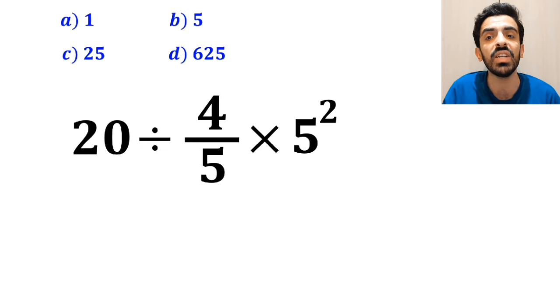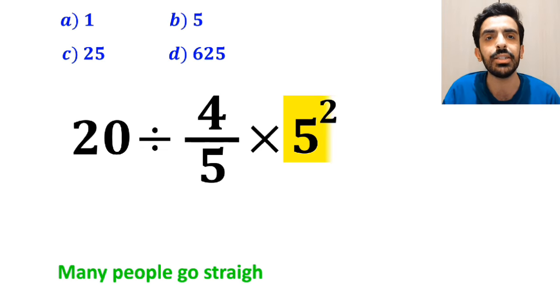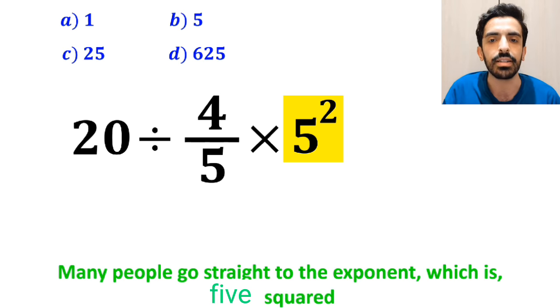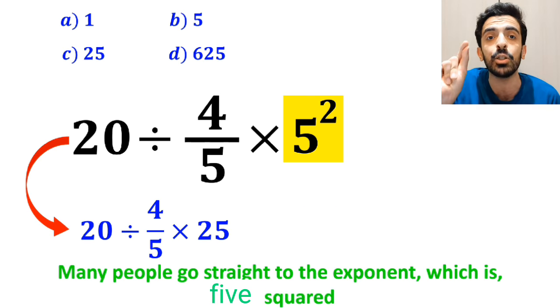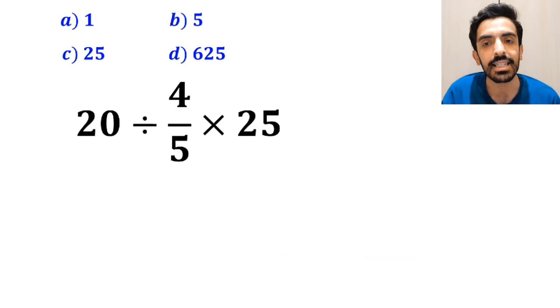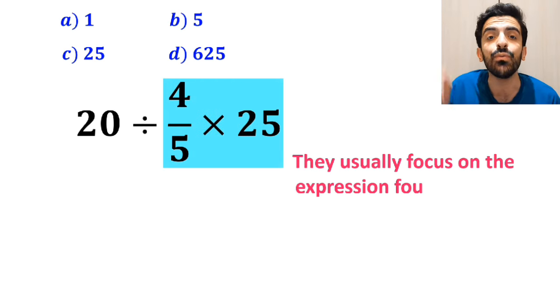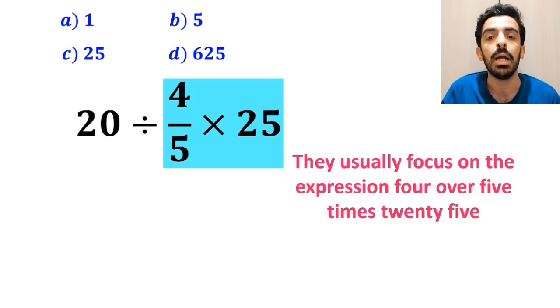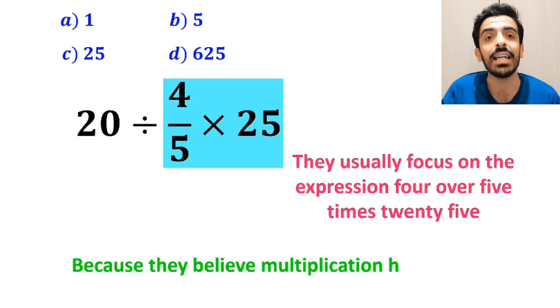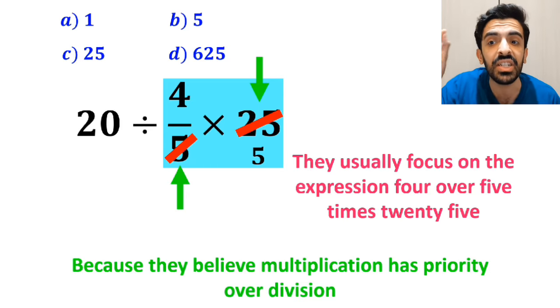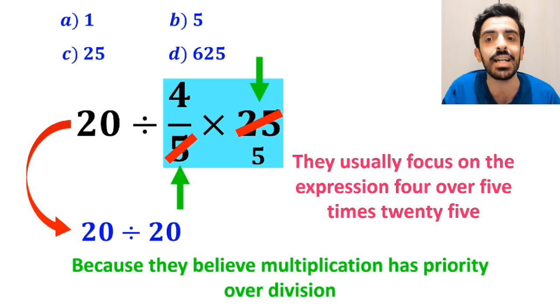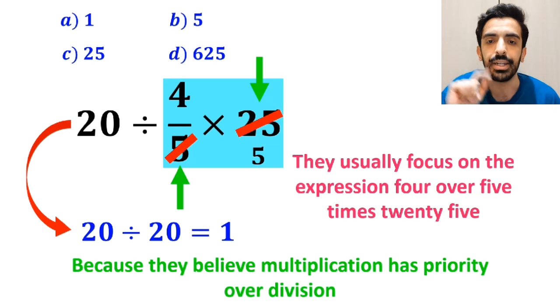And the first step of solving this question, most people go straight to the exponent, which is 5 squared, and simplify the whole expression to 20 divided by 4 over 5 times 25. And the next step, they usually focus on the expression 4 over 5 times 25 because they believe multiplication has priority over division. As you can see in the image, they very easily cancel out 25 with the 5 in the denominator and write this expression as 20 divided by 20, which ultimately gives them the answer 1.